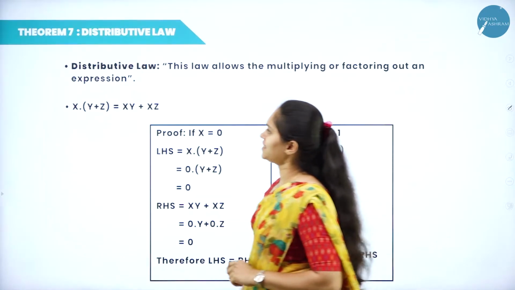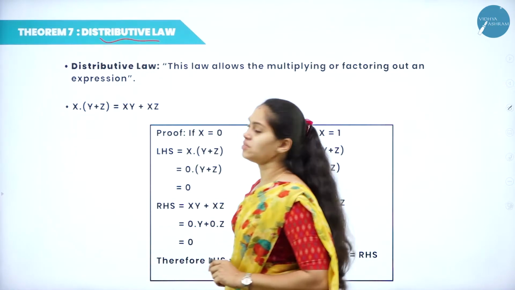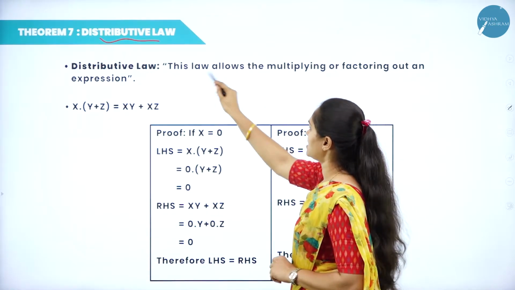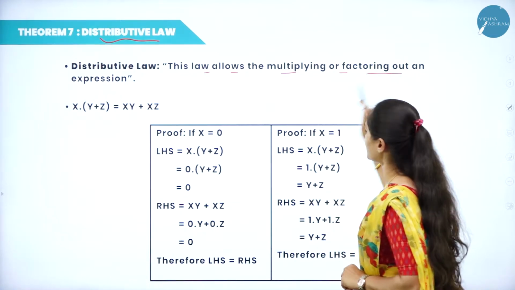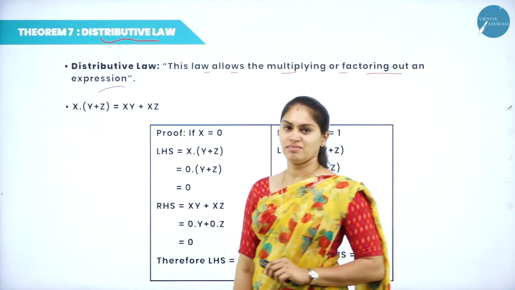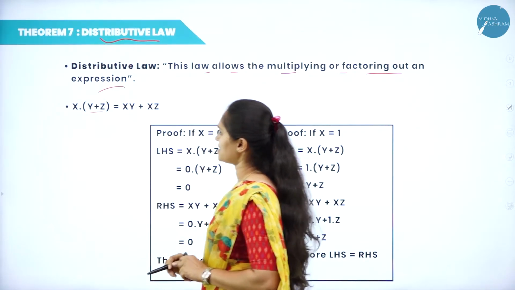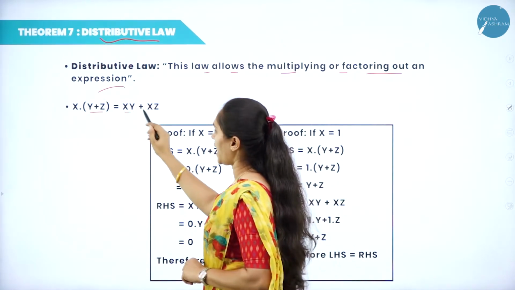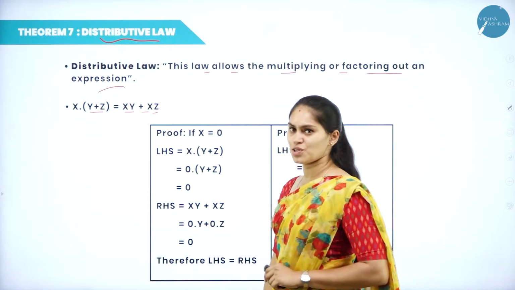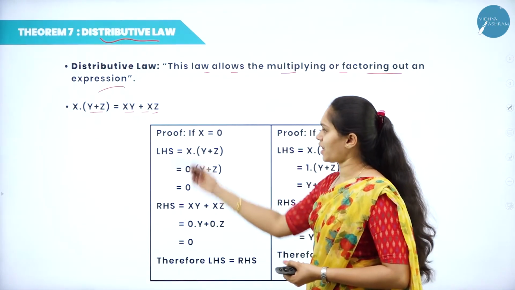Now we'll see theorem 7, that is the distributive law. What it states is that this law allows multiplying or factoring out an expression. We'll see how it is going to work. X dot (y plus z) will be equal to xy plus xz. So how is it going to give this kind of resultant?